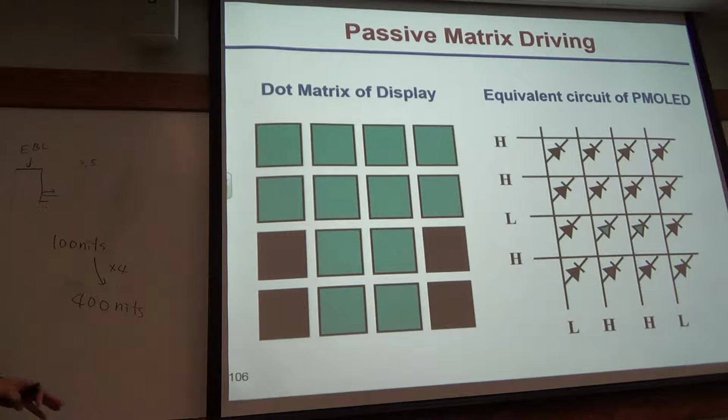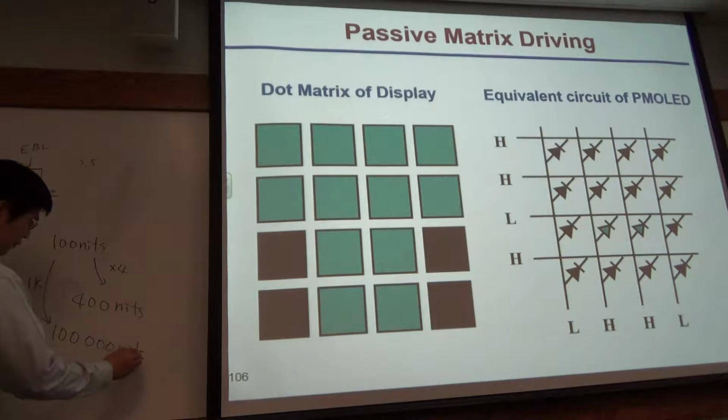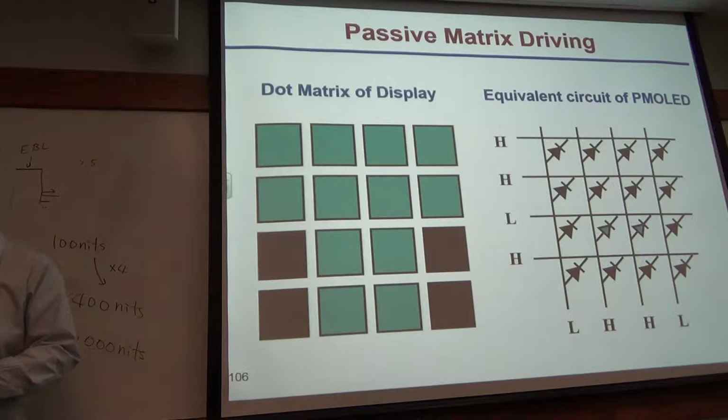So, for example, if we go to 1K rows, that would be 100,000 nits in a very short time. But the luminance of the OLED decays very quickly if you increase the luminance. So when you have a very high resolution or large panel OLED and use this very high peak luminance, it will decay very fast. So the lifetime is a big problem.